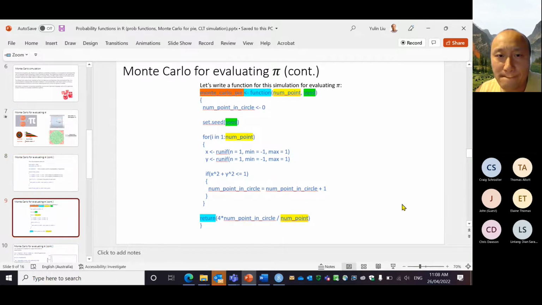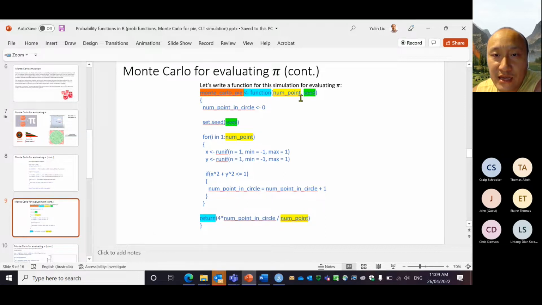I can imagine if I increase the number of random points, I will see the results closer to the true value of 3.14. So let's do that. I'm going to write a function in R for this simulation of pi. I'm going to name my function Monte_Carlo_pi, and it's going to be a function.